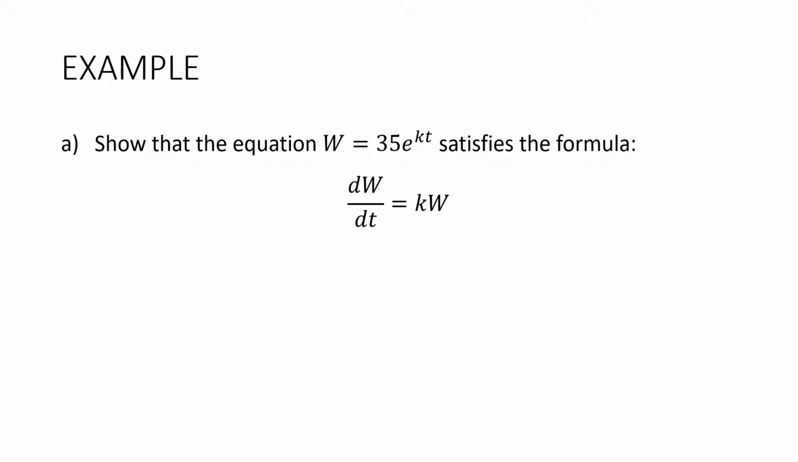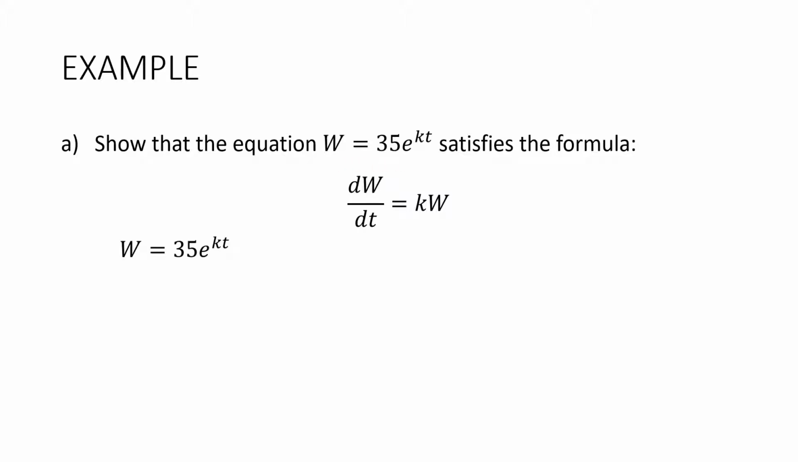Part A. Show that the equation W equals 35 e to the kt satisfies the formula dW dt equals kW. So what we've got to do here is differentiate this and then try and make it look like that. Okay, well, let's do the derivative of this to begin with.